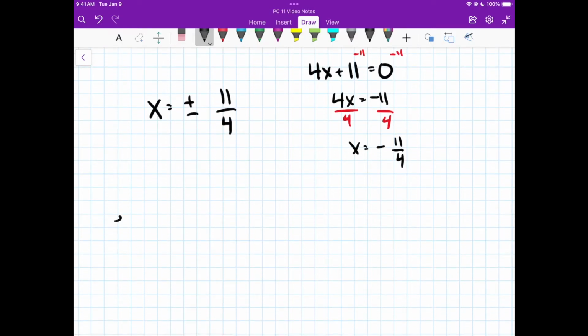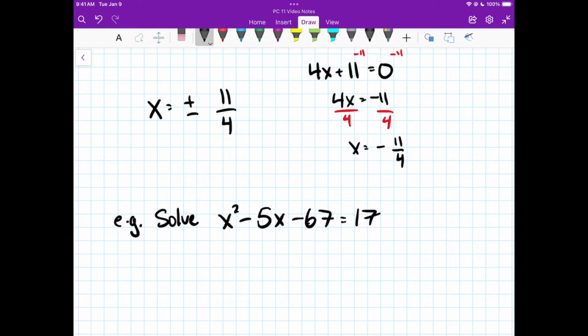Next up. So say I wanted to solve this. x squared minus 5x minus 67 equals 17. And so looking at this, something should hopefully stand out to you. At first glance, this one is completely different from every other one that I've done in this video and the previous video in one key way. And that is not in the quadratic, but it's actually what's on the other side of the equation.